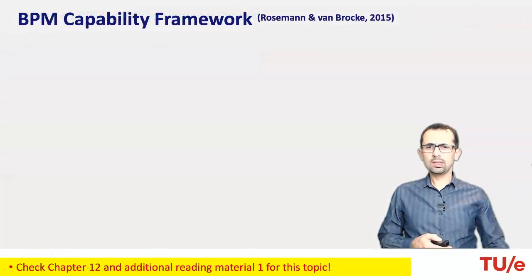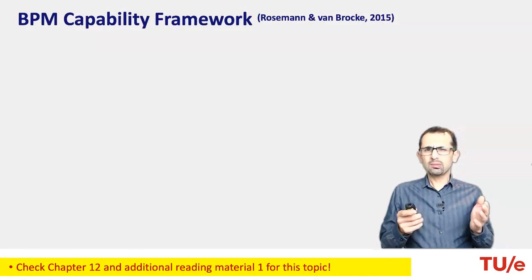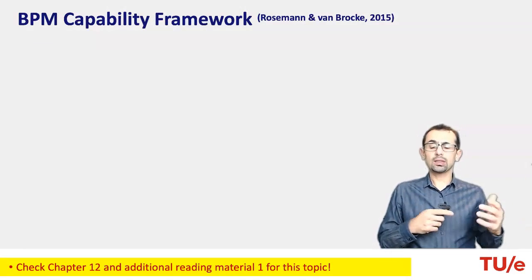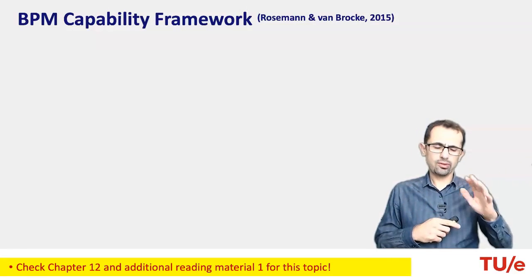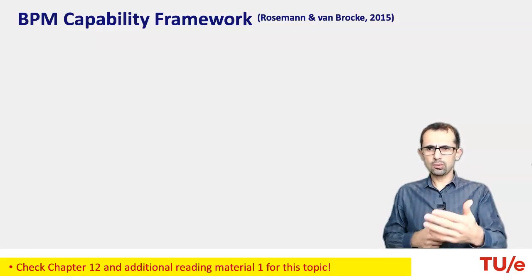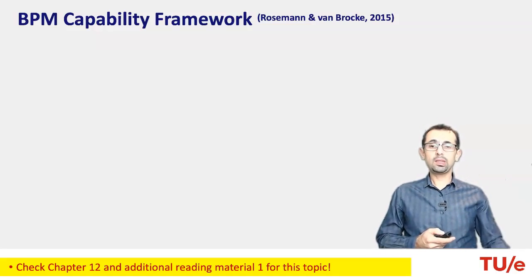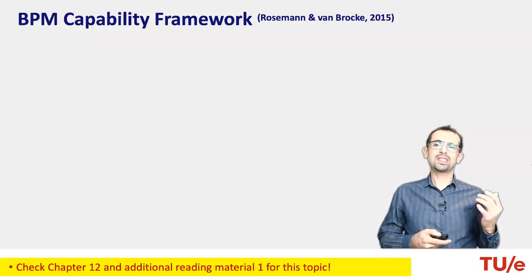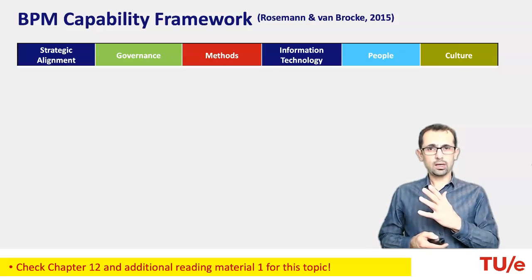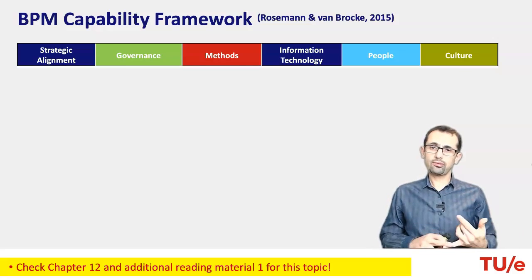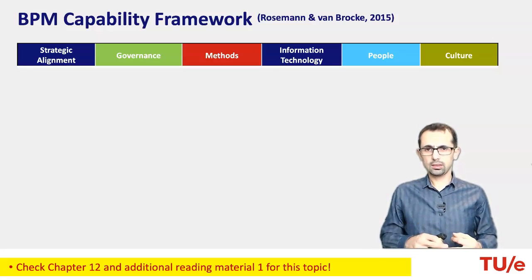Now, the capability framework, the BPM capability framework, the name implies essentially, the other ones were business process maturity models. This one is business process management capability framework. Anyway, perhaps these are philosophical discussions for the time being. Let's look at the model itself. The capability framework categorizes the BPM capabilities into 6 areas. Here they are: strategic alignment, governance, methods, information technology, people, and culture.